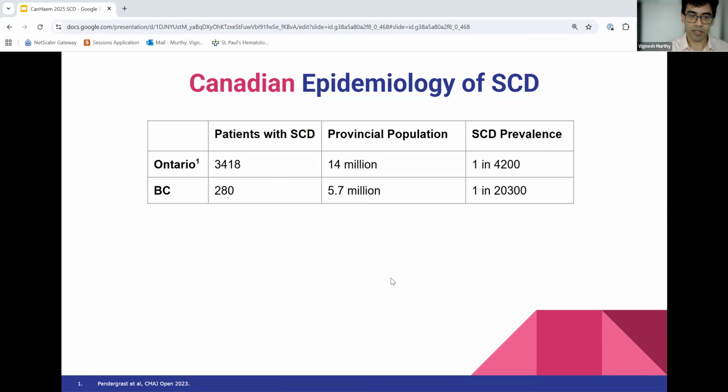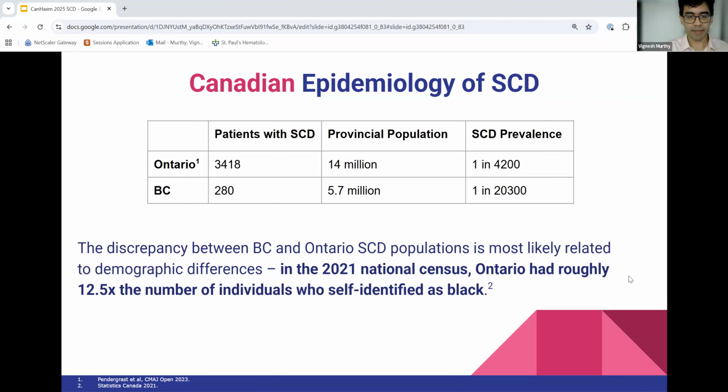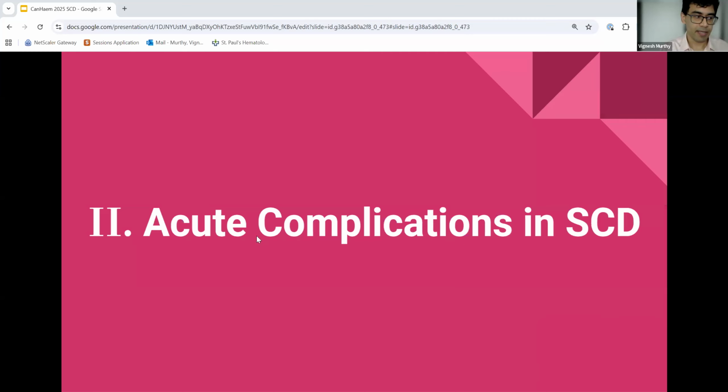Now, you might look at these numbers and say, well, why does BC seem to have a sickle cell prevalence that's less than a fifth of Ontario's? And the reason for that is probably demographic. In the 2021 national census, Ontario had roughly 12 and a half times the number of individuals who self-identified as Black. And if you do the math between 3,400 and 280, it's also around 12 and a half times. So it's purely a demographic difference. So that's sickle cell disease in a nutshell.